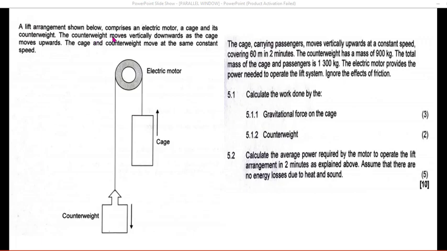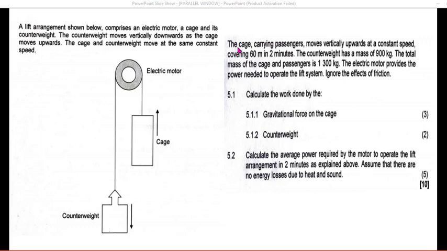The cage and counterweight move at the same constant speed. Let us take note of this word, constant speed. Then we come to the questions.